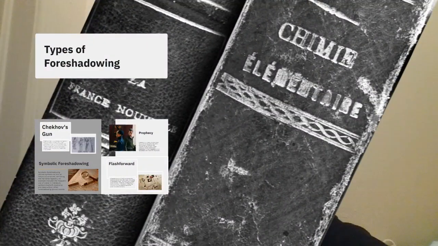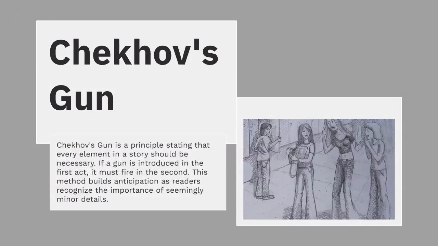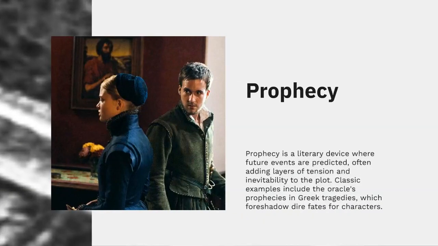So moving on to the different types of foreshadowing, we have Chekhov's gun. Chekhov's gun is a principle stating that every element in a story should be necessary. If a gun is introduced in the first act, it must be fired in the second. This method builds anticipation as readers recognize the importance of seemingly minor details.